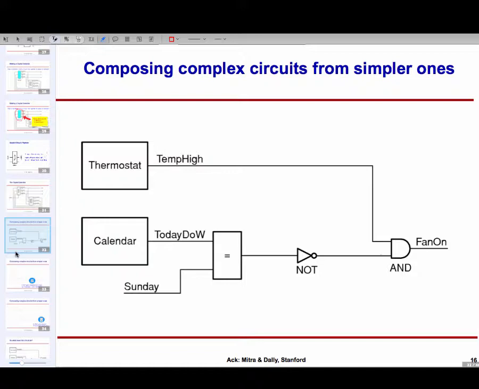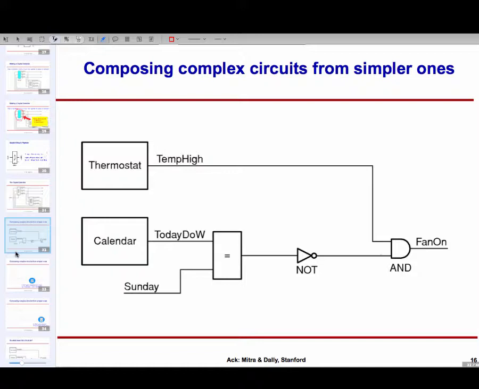I may have another circuit which is giving me today's date, which is what we had in the previous slide. So I have today's day of week. I'm just looking at that signal. Then I have a box which says whether this day of the week has a specific value, in particular whether it's a Sunday. So I combine these two. So the output of this is basically saying whether today is a Sunday.